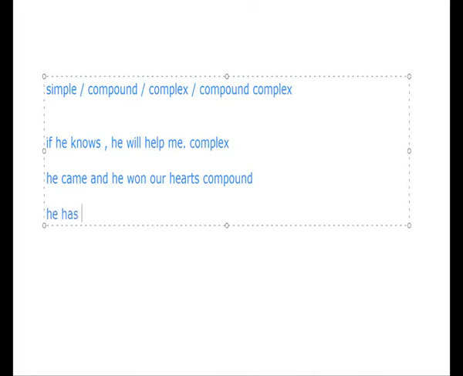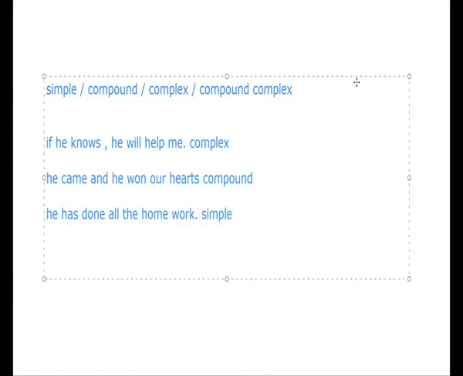He has done all the homework. So is it simple, compound, or complex? I'll check for the verbs. One verb, has done, is one verb. There are no other verbs. So this is simple.